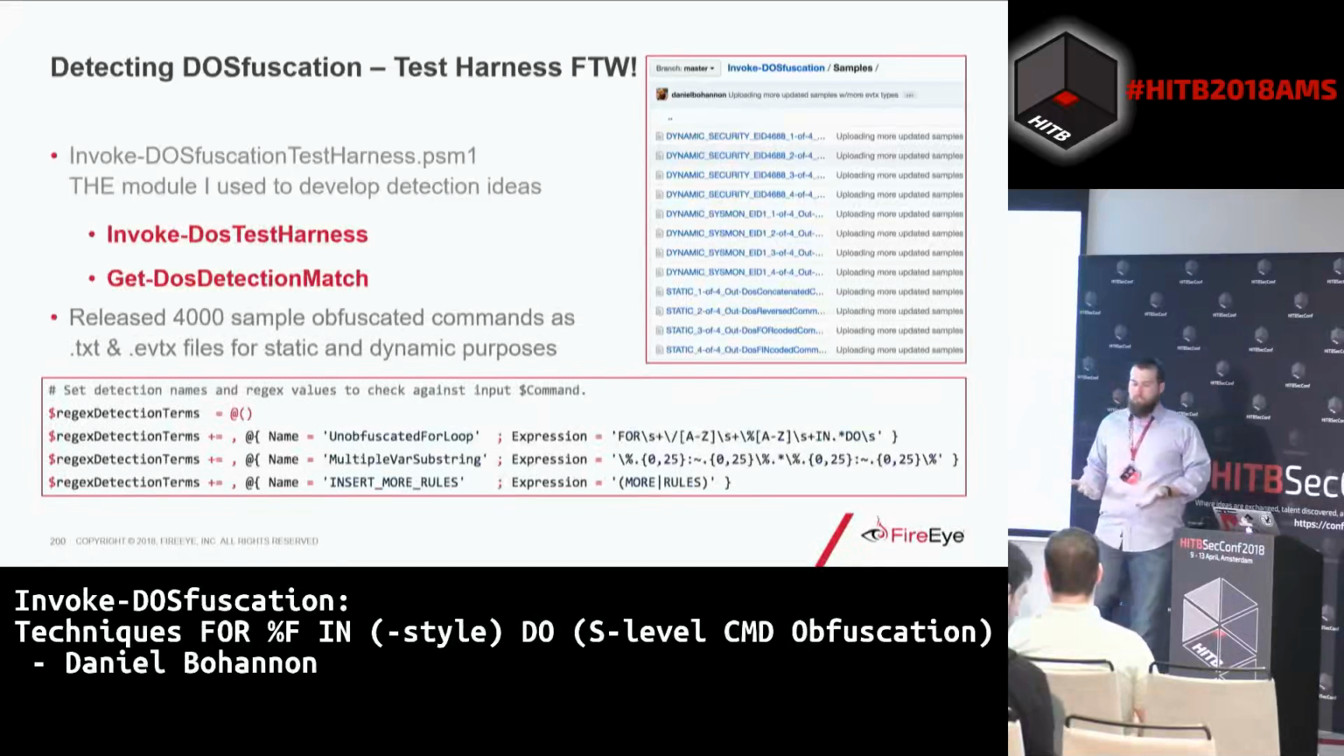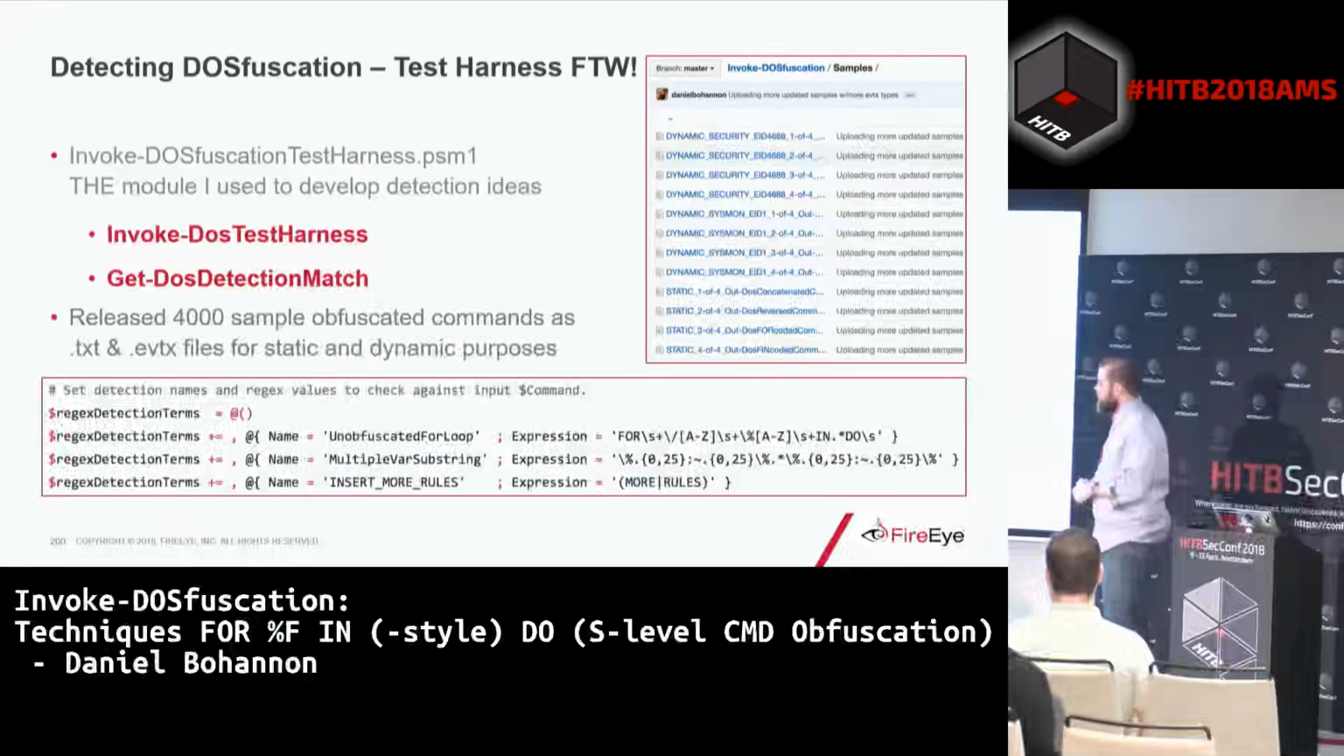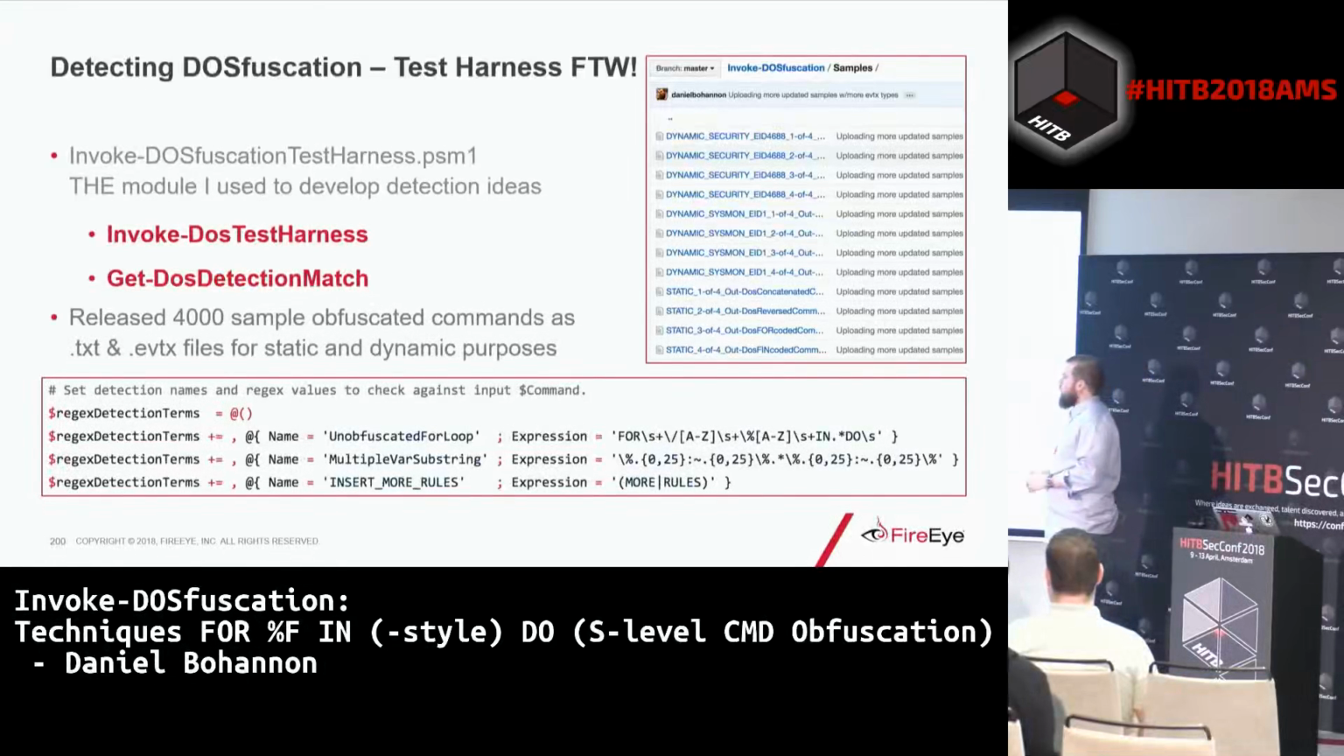I treat it as a custom fuzzer, and then I just generate thousands and thousands of examples, and then test my detection ideas to see, did I detect all these things? So I actually released a test harness with this tool, and you can just run Invoke-DOSfuscation test harness.